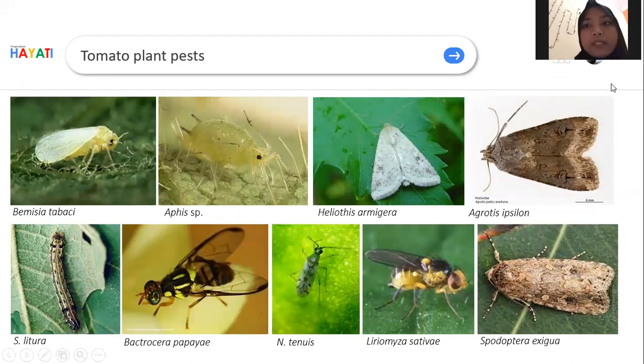Tomato plant pests: Bemisia tabaci, Aphis sp, Helicoverpa armigera, Agrotis ipsilon, Spodoptera litura, Bactrocera papayae, Spodoptera exigua, Liriomyza sativae.